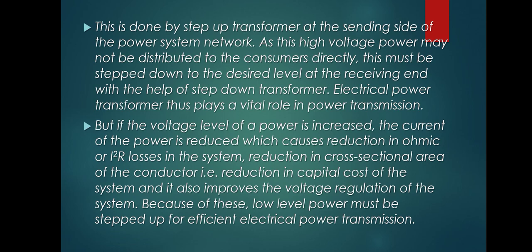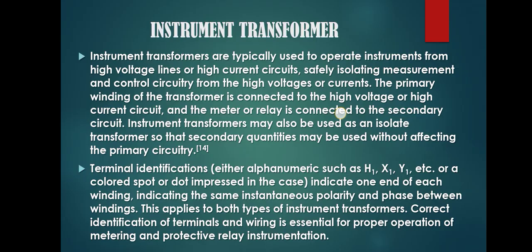If the voltage level of power is increased, the current of the power is reduced, which causes a reduction in ohmic or I square R losses in the system. It also gives a reduction in cross-sectional area of the conductor, a reduction in capital cost of the system, and it also improves the voltage regulation of the system. Because of these, low level power must be stepped up for efficient electrical power transmission.